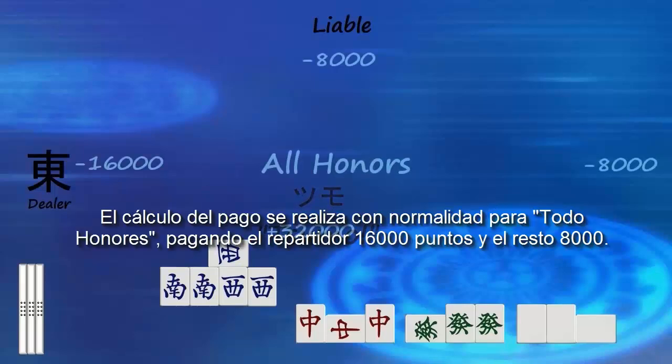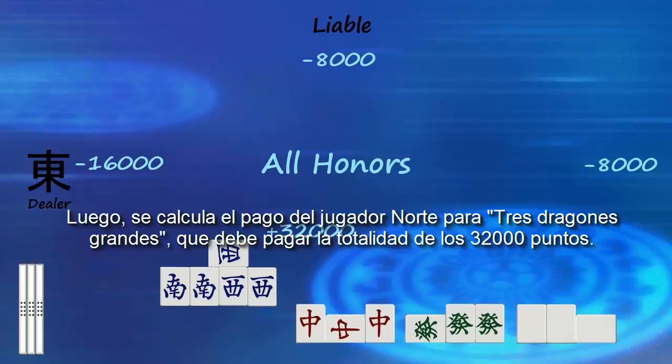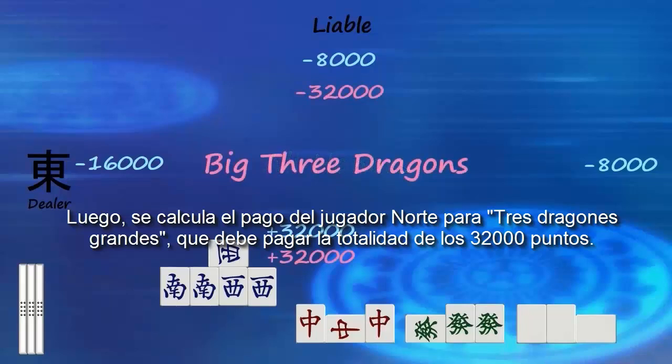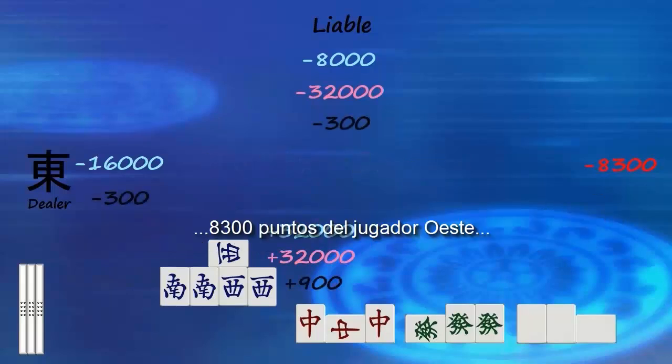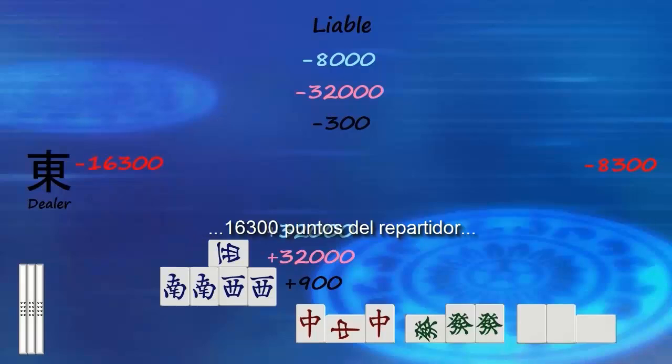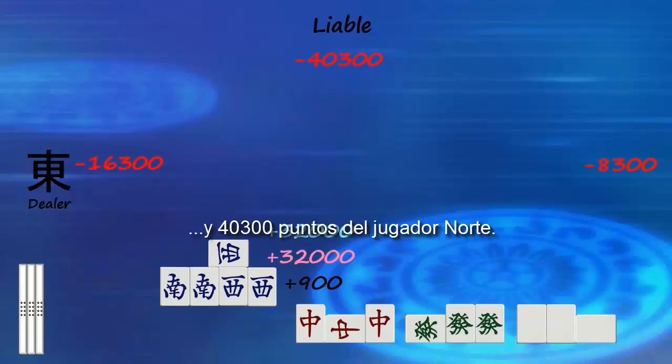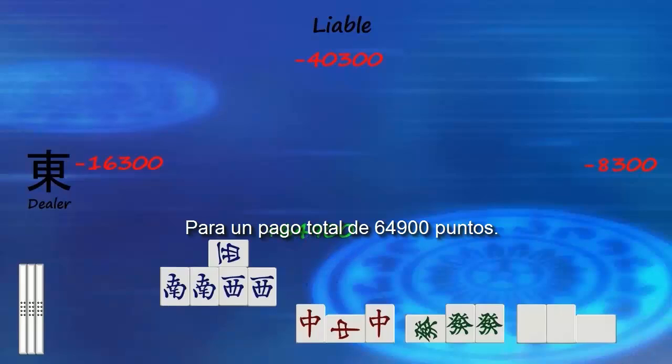Payments are calculated in the regular fashion for All Honors, with the non-dealers owing 8,000 points and the dealer owing 16,000 points. Then, the liability payment is calculated for the player sitting North, who owes all 32,000 of the basic points from Big Three Dragons. With the 3 bonus sticks, the final payments are 8,300 points for the West player, 16,300 points for the dealer, and 40,300 points for the North player, for a total of 64,900 points.